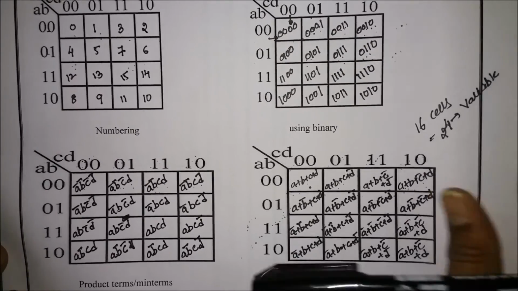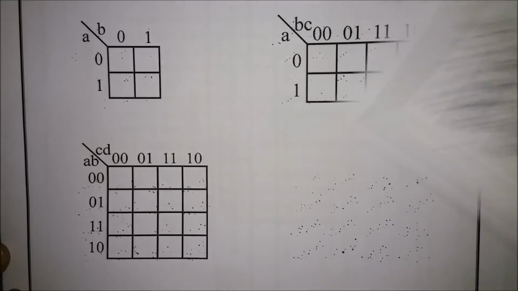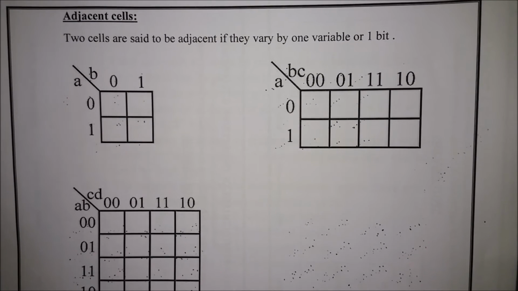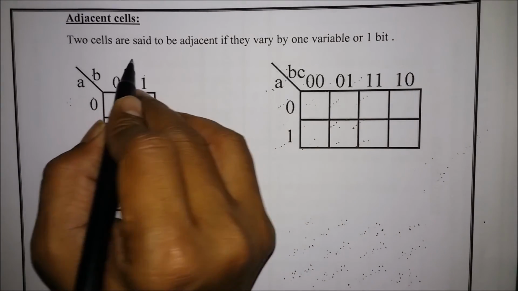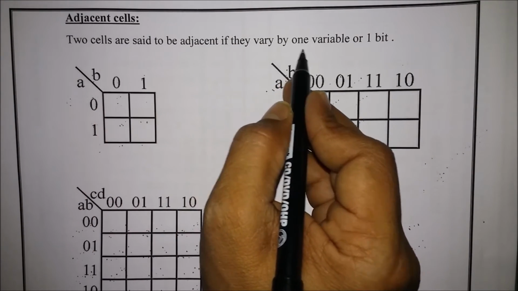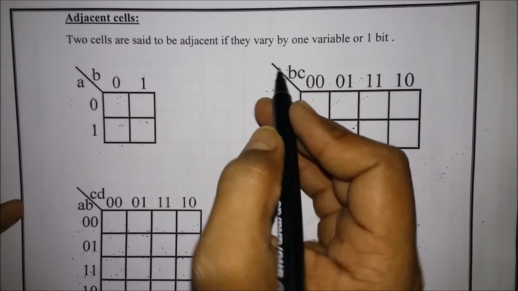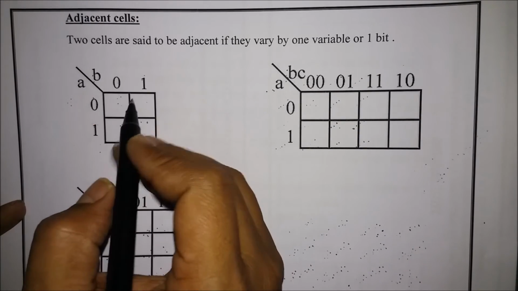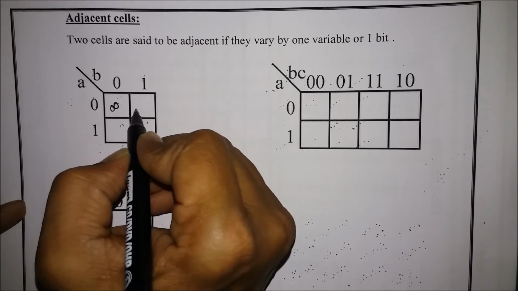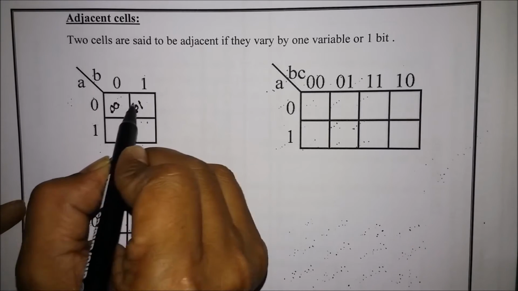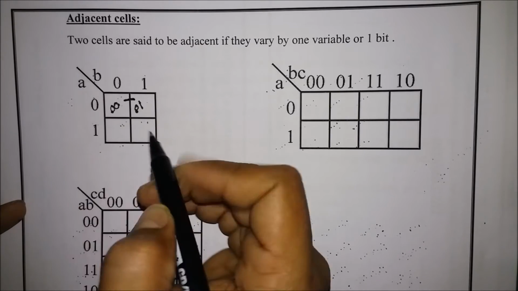Now as we know how to represent a k map, now we will proceed to how to find out the adjacent cells in a k map. Now what are the cells which we are calling adjacent cells? Two cells are said to be adjacent if they vary by one variable or one bit. So if you take the 2 variable k map, my first cell is 00, second cell is 01. So my first value 0 as it is, 0 changing to 1. So there is a 1 bit change. So these two are adjacent cells.